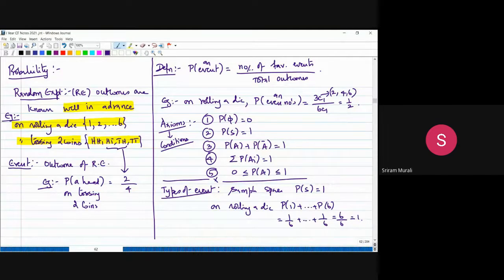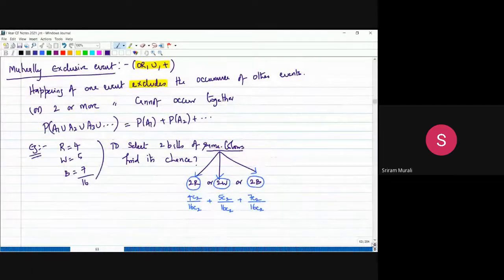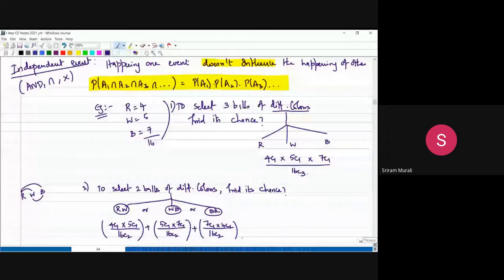Types of events: first one is sample space. In a sample space, if you compute the probability for all, the total probability will be equal to 1. Mutually exclusive events: the occurrence of one event excludes the occurrence of the other. I mean, two or more events cannot happen simultaneously. When I take one, the rest will not occur. Independent events: both have to occur, but the occurrence of one event should not influence the rest of the events.